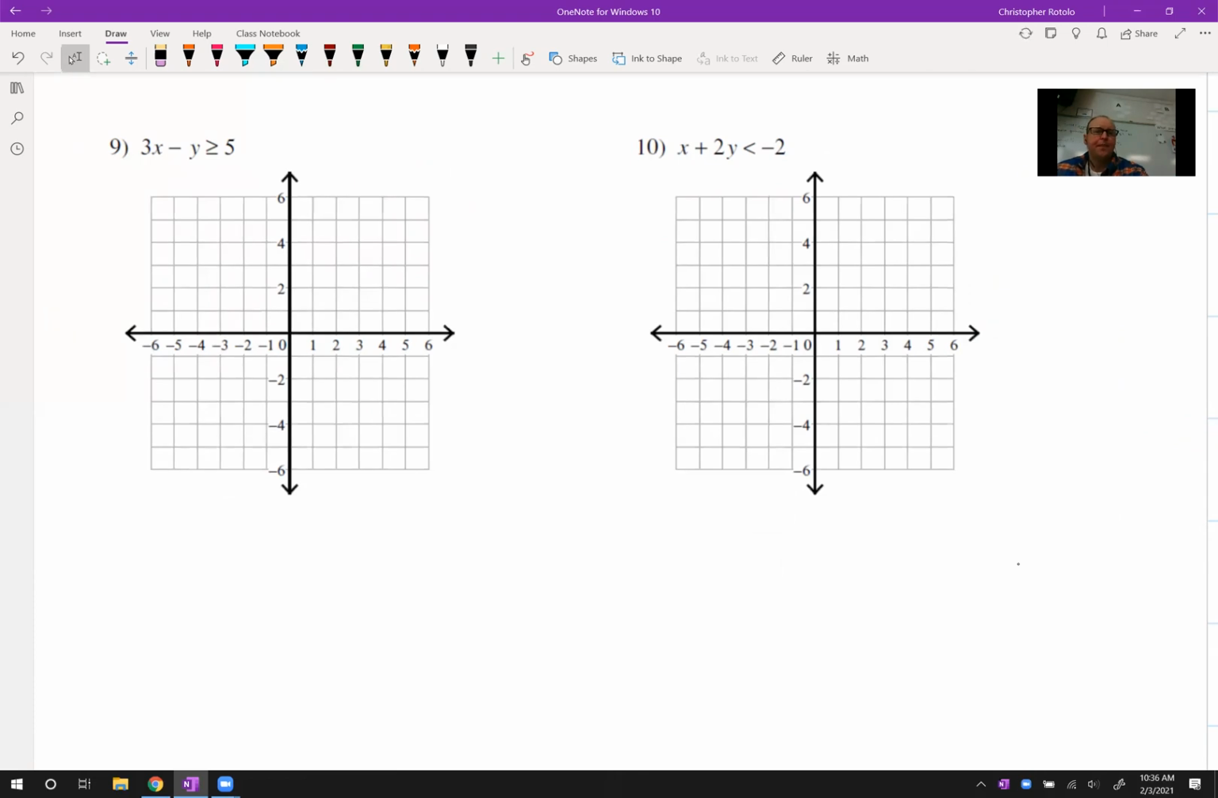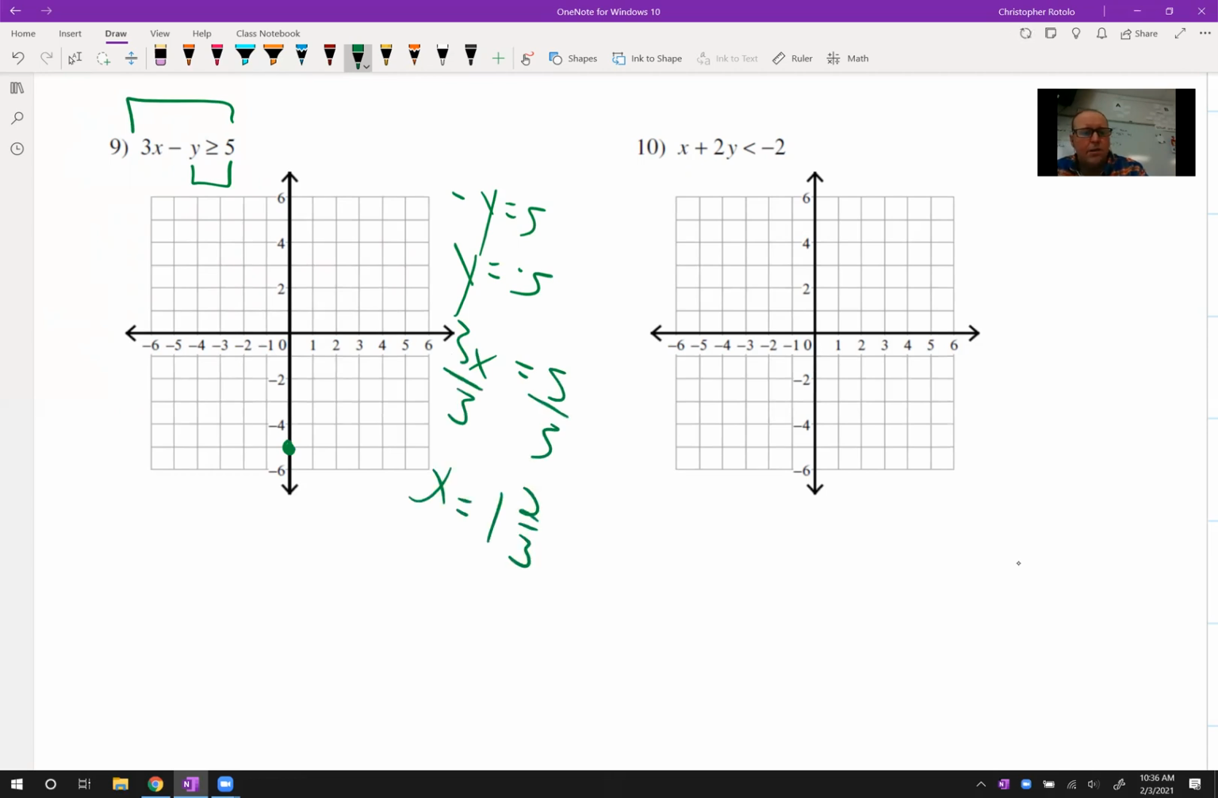And we have to do this in reverse. What? Reverse? Yeah, reverse. Negative y equals 5, so y equals negative 5. So y is negative 5. 3x equals 5, divided by 3. X is 1 2/3.